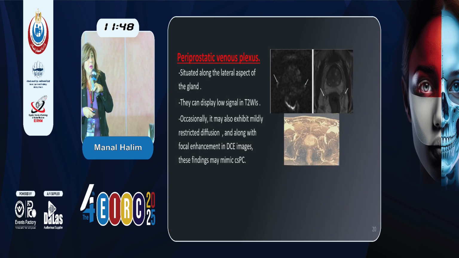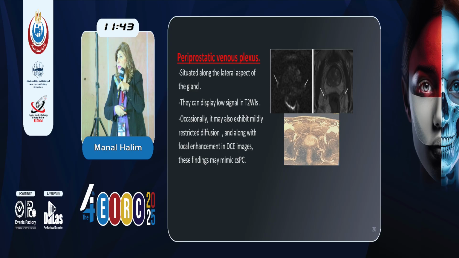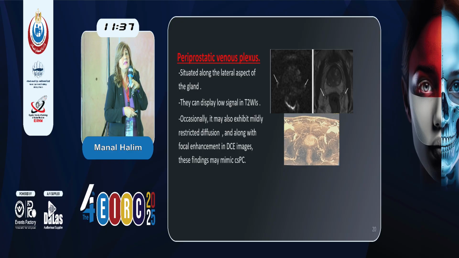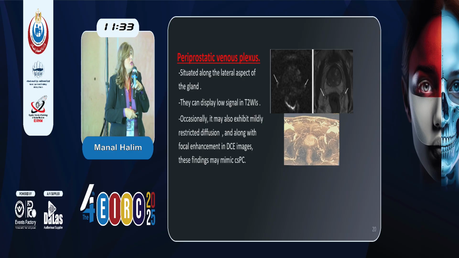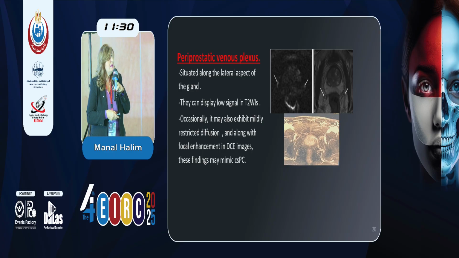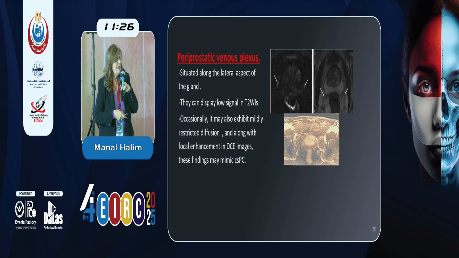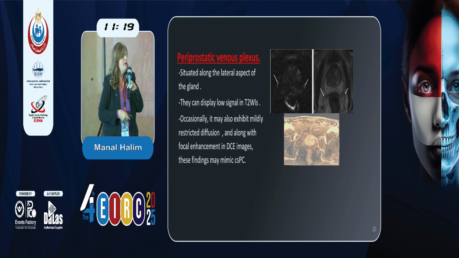Another mimic of the normal variants is the presence of periprostatic venous plexuses. Periprostatic venous plexuses are normal anatomy, seen along the lateral aspect of the gland, and they can display low signal intensity in T2 weighted images, so they mimic a cancerous focal lesion. Occasionally, they may also exhibit mild restricted diffusion, like this one. This is an ADC, this is a diffusion weighted image, and it shows restricted diffusion on the lateral aspect of the gland. Along with focal enhancement in dynamic contrast enhancement, these findings may mimic clinically significant prostate cancer.